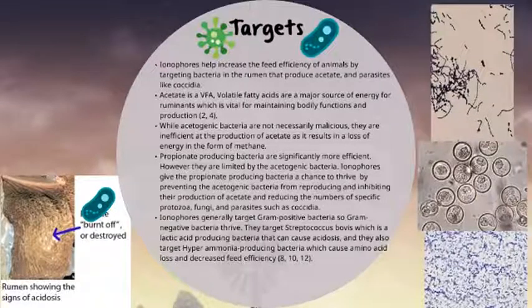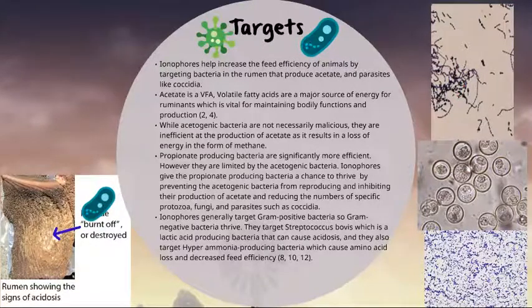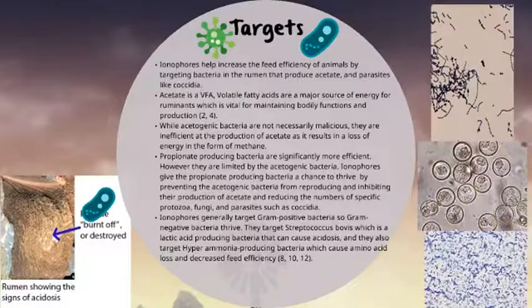While acetogenic bacteria are not necessarily malicious, they are inefficient at their production of acetate, as it results in a loss of energy in the form of methane, which is not only a waste of energy, but is also harmful to the environment. Meanwhile, propionate-producing bacteria are significantly more efficient. However, they are limited by the acetogenic bacteria. Ionophores give the propionate-producing bacteria a chance to thrive by preventing the acetogenic bacteria from reproducing and inhibiting their production of acetate, and reducing the numbers of specific protozoa, fungi, and parasites such as coccidia.